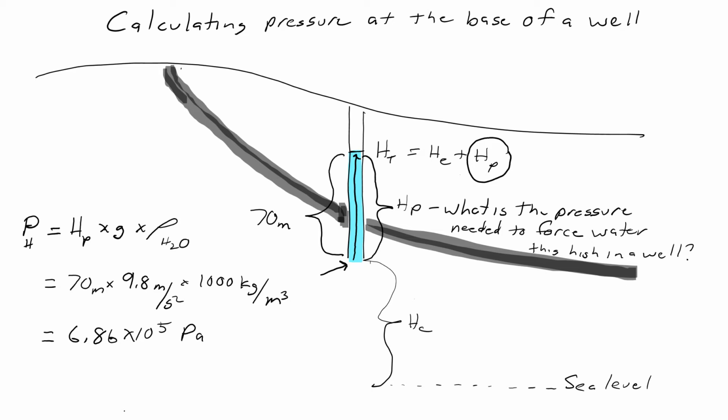The height of the column of the water, the pressure head, times gravity, times density, all in the same units. So it's helpful to remember the density of water per cubic meter for these types of calculations. It's 1,000 kilograms per cubic meter. So 70 times 9.8 times 1,000 gives 6.86 times 10 to the 5th pascals.